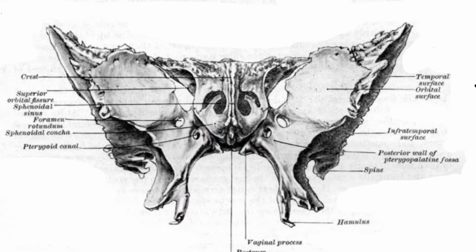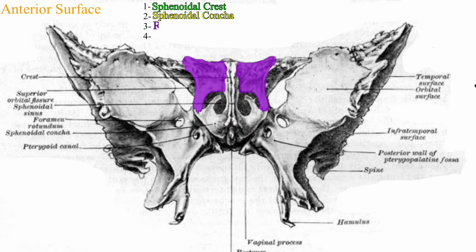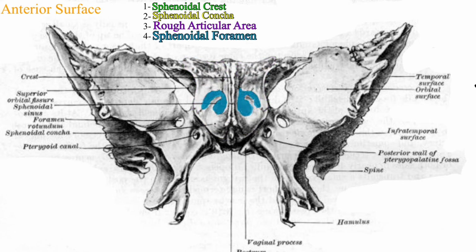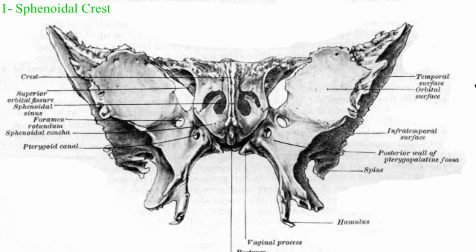Next is the anterior surface. This is the anterior surface of the body of the sphenoid bone. The anterior surface has 4 main structures: sphenoidal crest, sphenoidal concha, rough articular area, and sphenoidal foramen. Number 1. The sphenoidal crest. This is the sphenoidal crest.